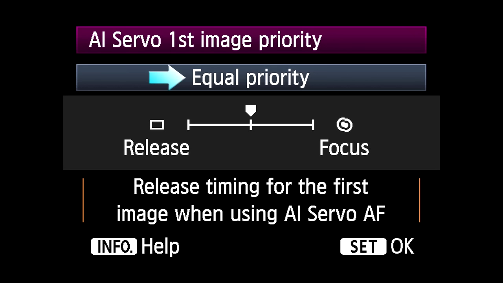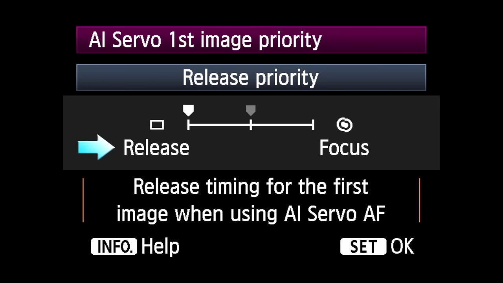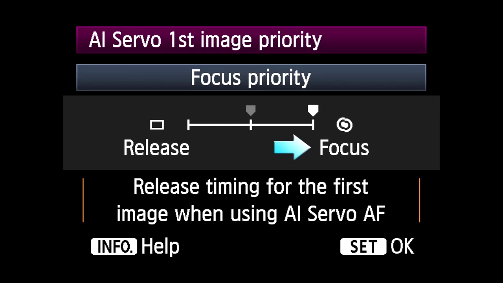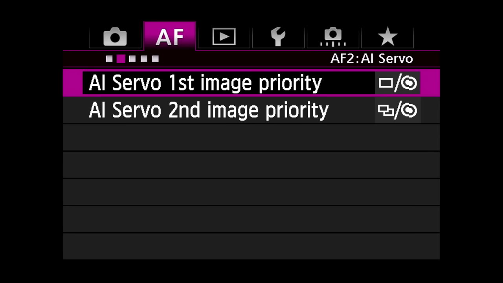Equal priority. The camera allows a small preset time for AF to read and focus on the subject without noticeable delay in firing the shutter for the first shot. Release priority. Retunes the camera to give the fastest possible shutter response time, even if AF hasn't been able to fully latch on to a subject. Focus priority. Prioritizes focus so that you cannot shoot the first picture unless it is in focus.